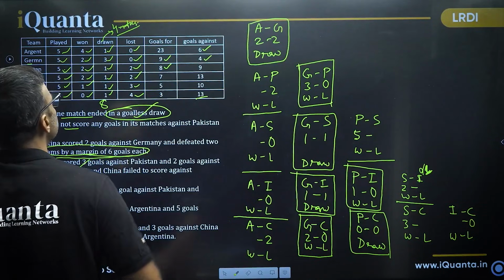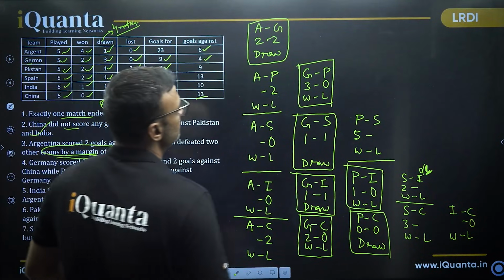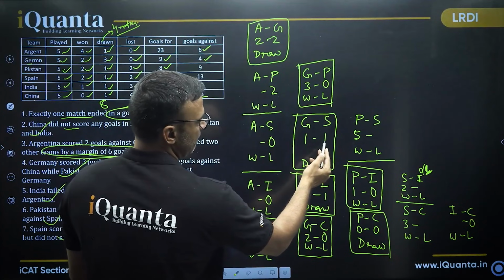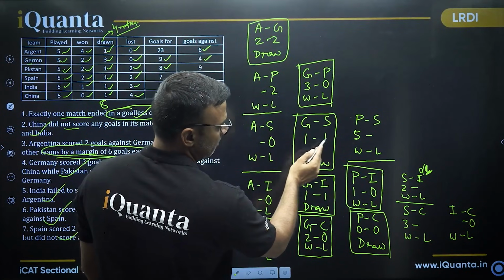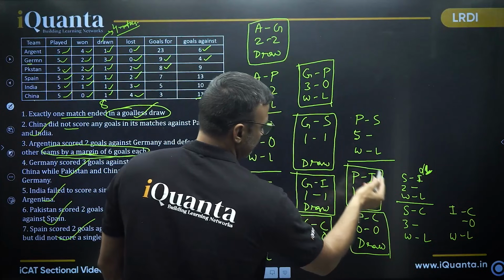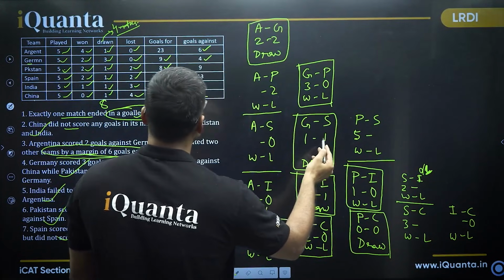Spain has scored 7 goals. So 0 and 1. Okay. 2 and 3, wow. So 2 and 3, 5. And 1, 6. Total 7.